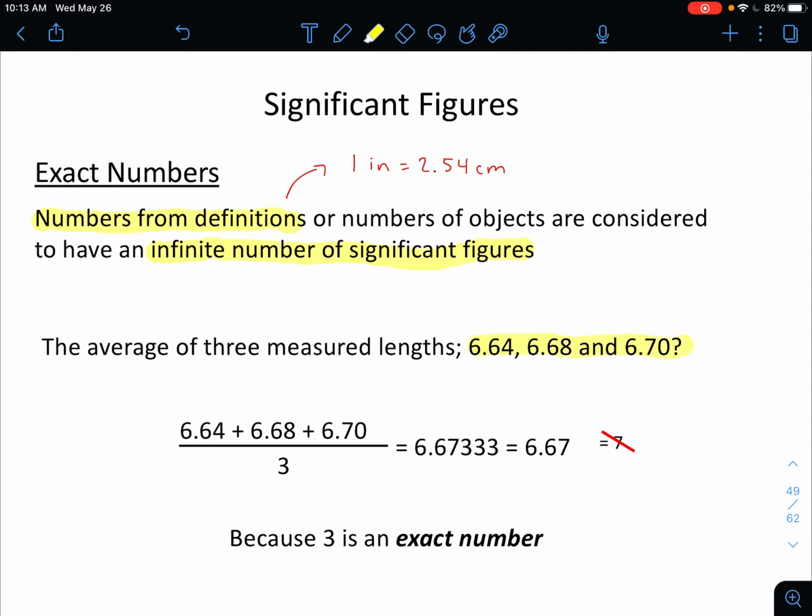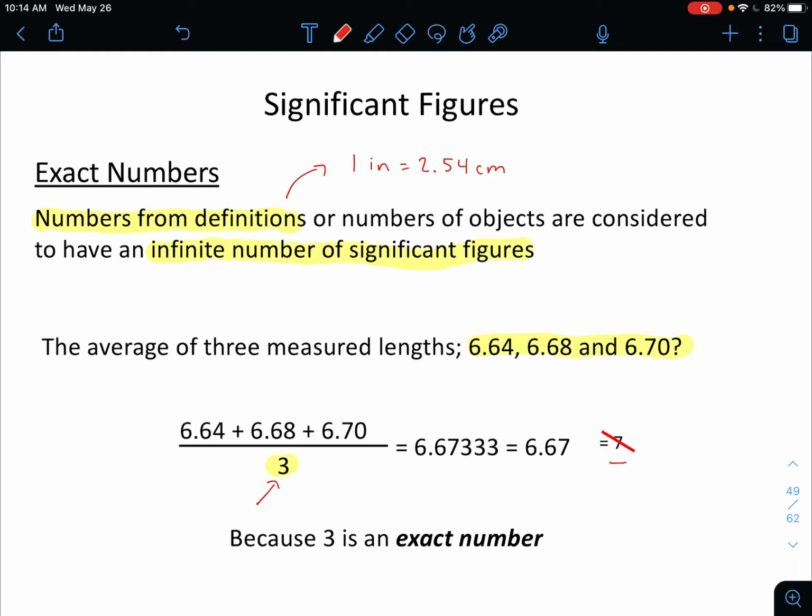If I'm averaging these three values, the process of taking an average would be add them together and then divide by 3. When I do that, I'm going to want to follow significant figure rules to get the correct value. But what I don't want to do is say 3 has one significant figure, so I'm going to round off to 7. That would defeat the purpose of it. So this is one example of an exact number.